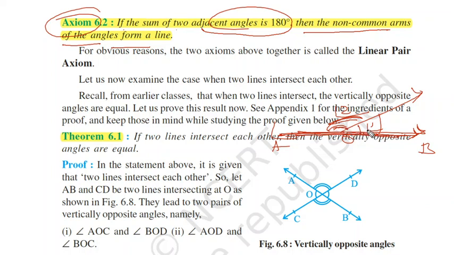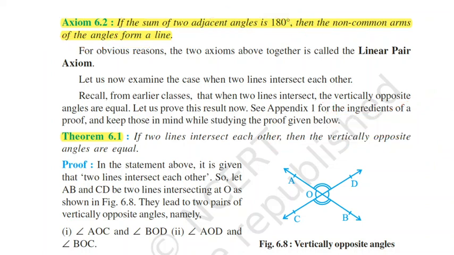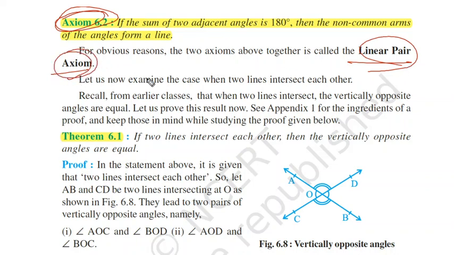Why? The condition is that the sum of the adjacent angles, angle 1 plus angle 2, will be 180 degrees. If the sum of these two is 180 degrees, then only OA and OB will form a line. So this is your axiom 6.2. You also don't need to prove this. Both axiom 6.1 and 6.2 together are called the linear pair axiom. So you can remember it as the linear pair axiom.